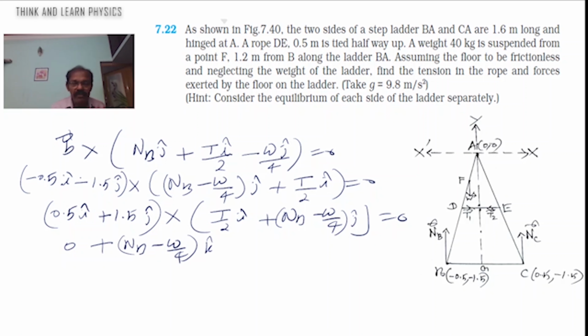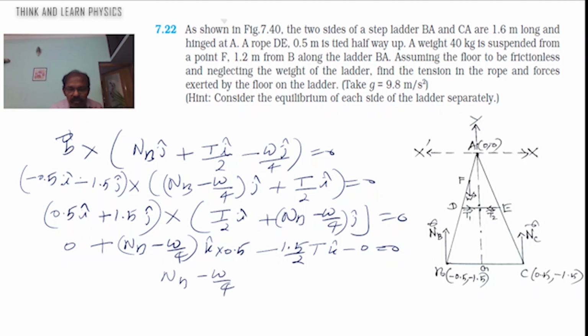into 0.5. Here there is 0.5, so this into 0.5. Then 1.5 j cap cross T by 2 i cap means minus 1.5 by 2 T k cap. K cross i means minus k cap. Then minus 0 equals 0. So we see that NB minus W by 4 minus 0.75 T equals 0. NB minus W by 4 into, here there is a 0.5. So 0.5 into NB minus W by 4 minus 0.75 T equals 0.